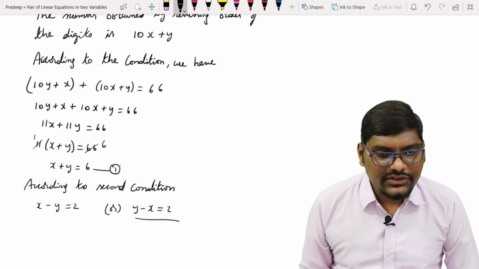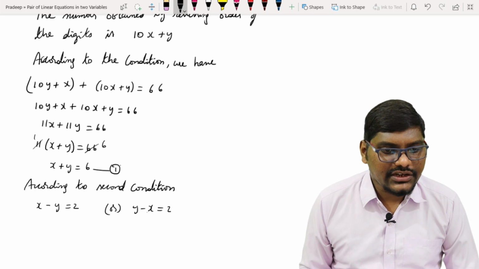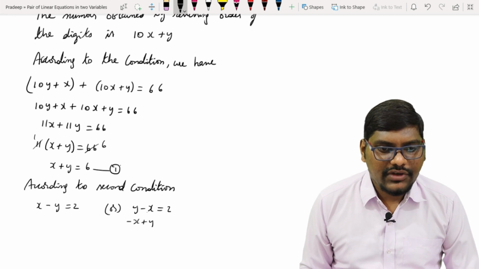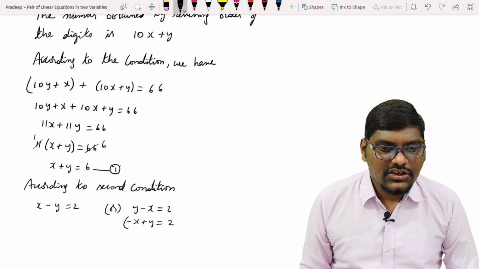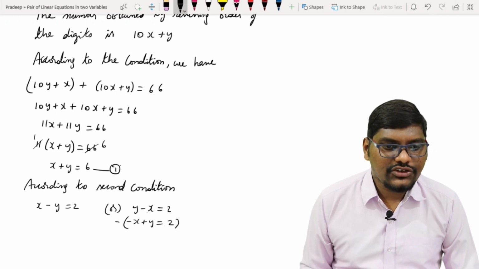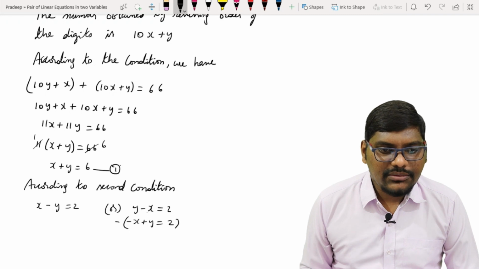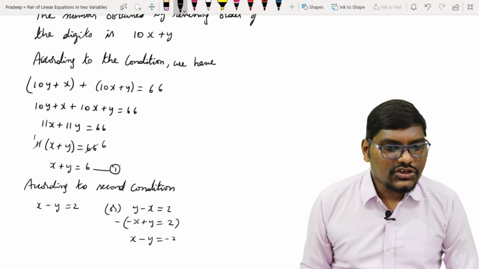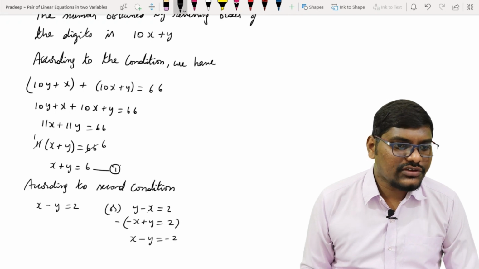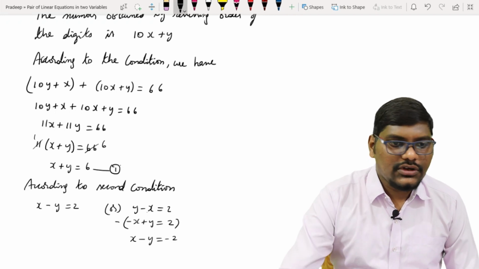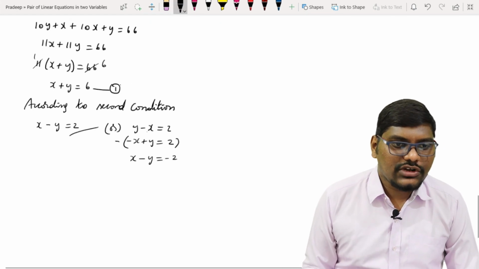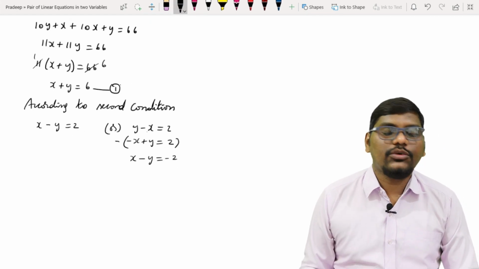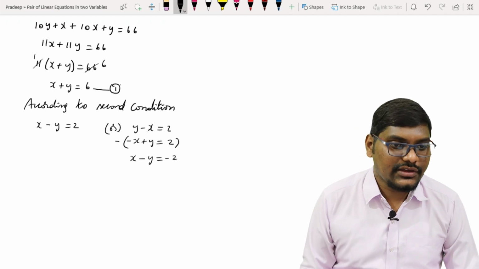Instead of y minus x, I can write this as minus x plus y equal to 2. If I multiply by minus throughout this equation, minus into minus, this becomes plus x, and this becomes minus y, and this is minus 2. So I'll take this as one more equation. The first equation we already have, and here we have two different equations, so we have to solve with both of them. Let's check what we get here.